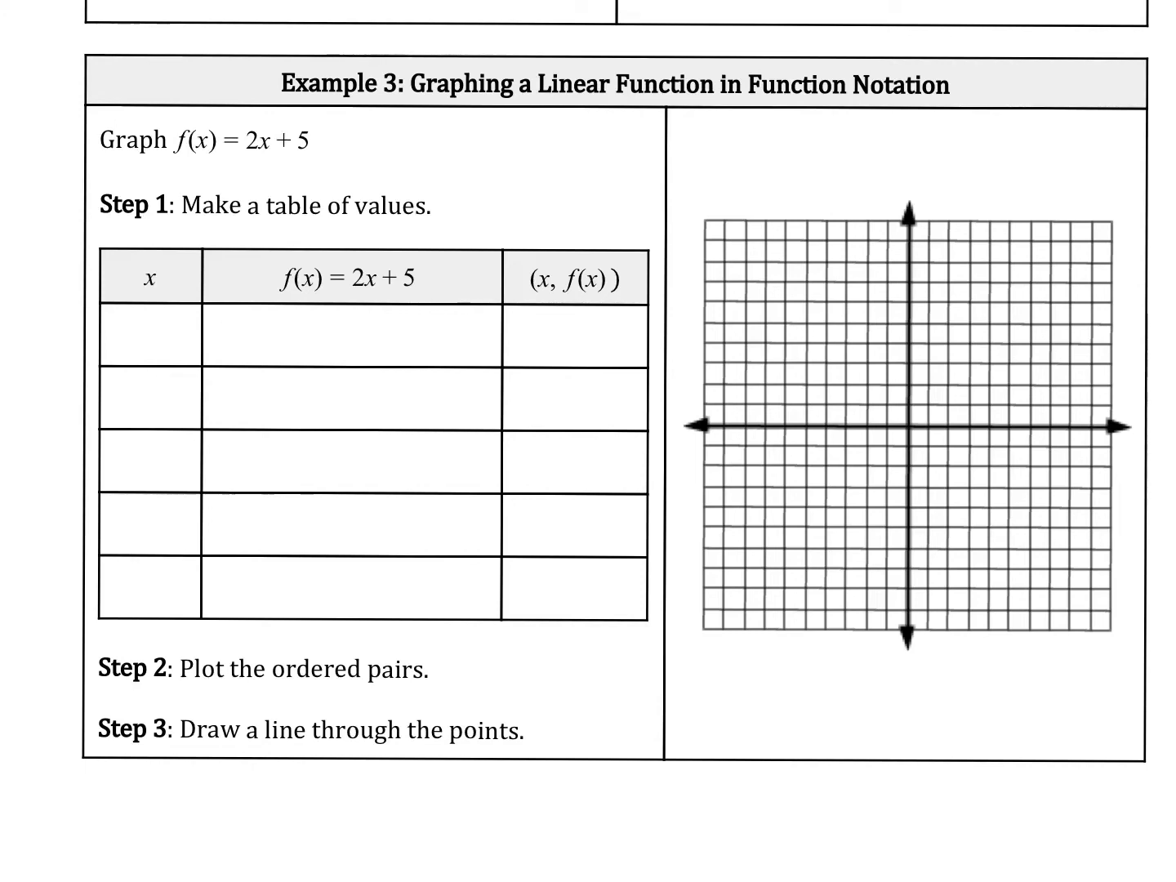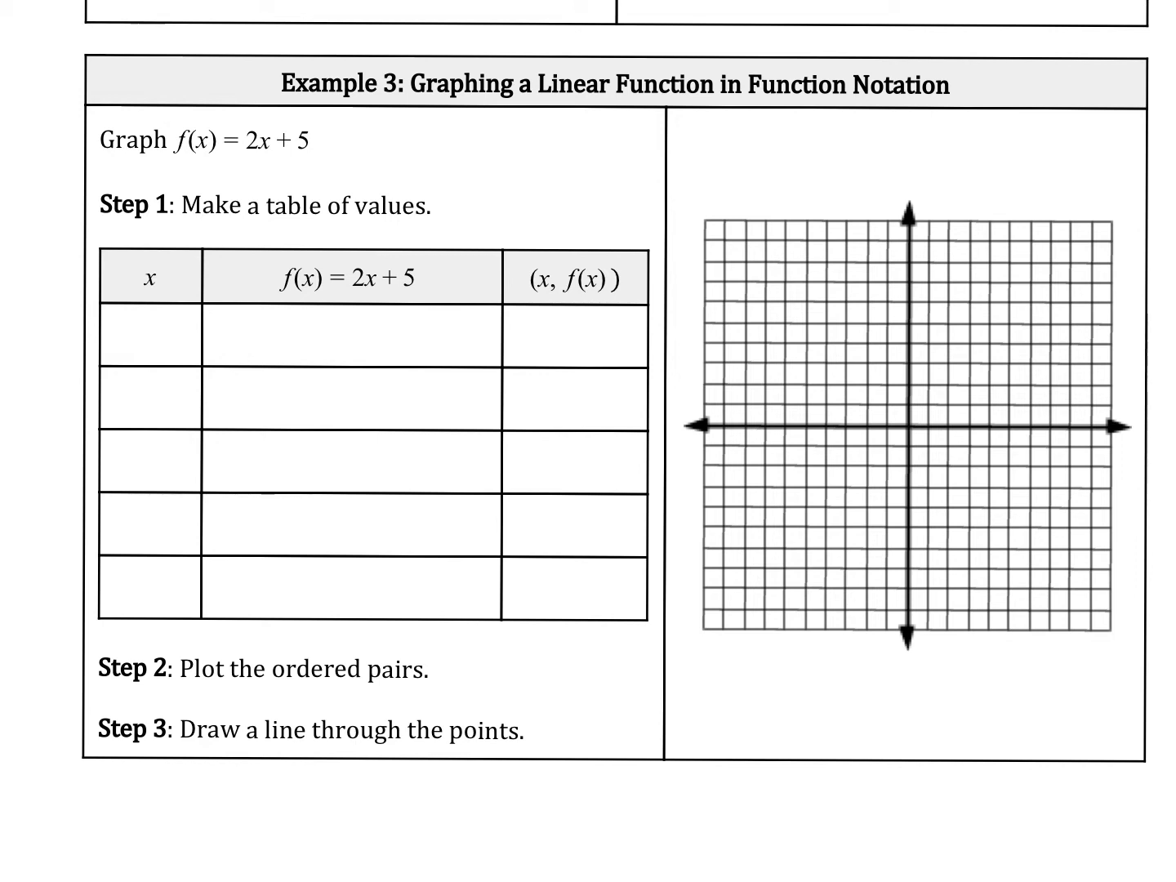Chapter 5.4, example number 3, graphing a linear function in function notation. So we're going to graph f(x) equals 2x plus 5 by making a table and using coordinates. First we're going to plot the coordinates and then connect them to find a graph.